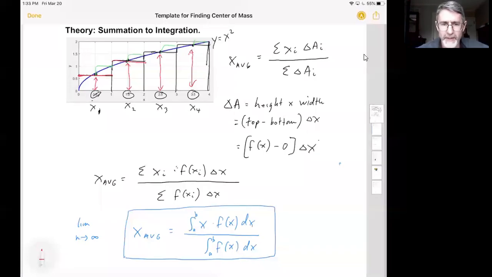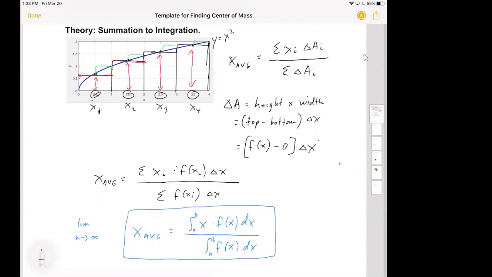In our last video, we had ended with these formulas here. And so let's explore those a little bit further. What we have here in the numerator is the product of each x value and the height of the function over that x value. So we count x values more where the height is taller.